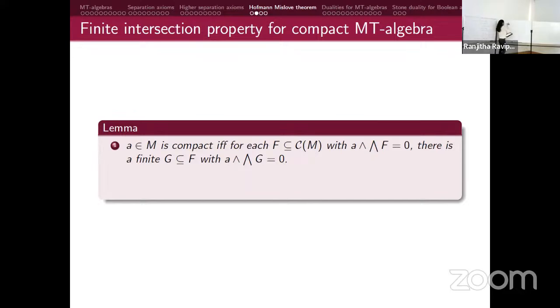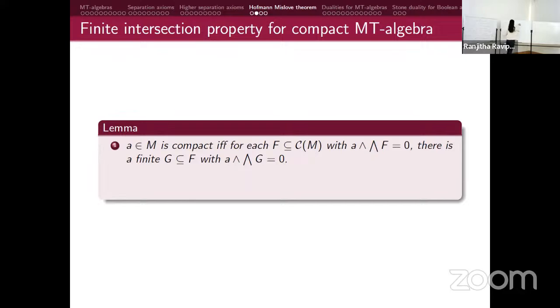So let me prove. Suppose A is compact, and F is a collection of closed elements with A meet of F is 0. Then A is below the negation of the meet of F. The negation of the meet is just the join of the negations of elements of F. I just took the negation. But A is compact, and these are open because F was a closed element, so the negation of F is open. So now I can find a finite subset of them, because A is compact. And then I put it back: A meet of Fi is 0. That's the first one. So whenever you have A meet of F is 0, you can always find a finite subset which does that.